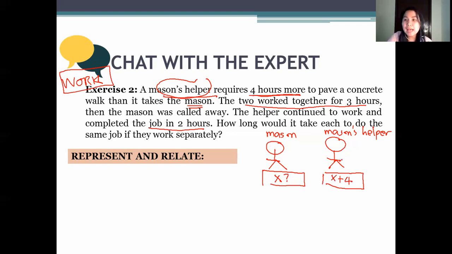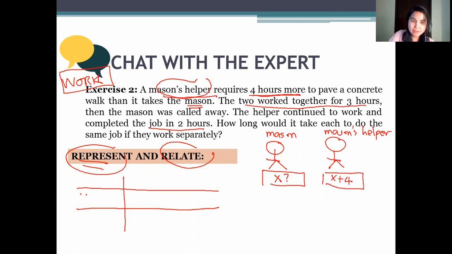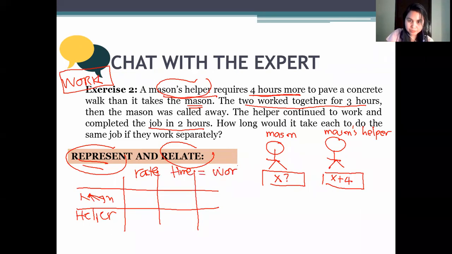Now, let's have the work table. We say represents and relates. We represent first. Now, who were the 2 people working? We have the mason, and the helper. Now let's have this one. Rate. The formula is rate times time equals work. Rate times time equals work.